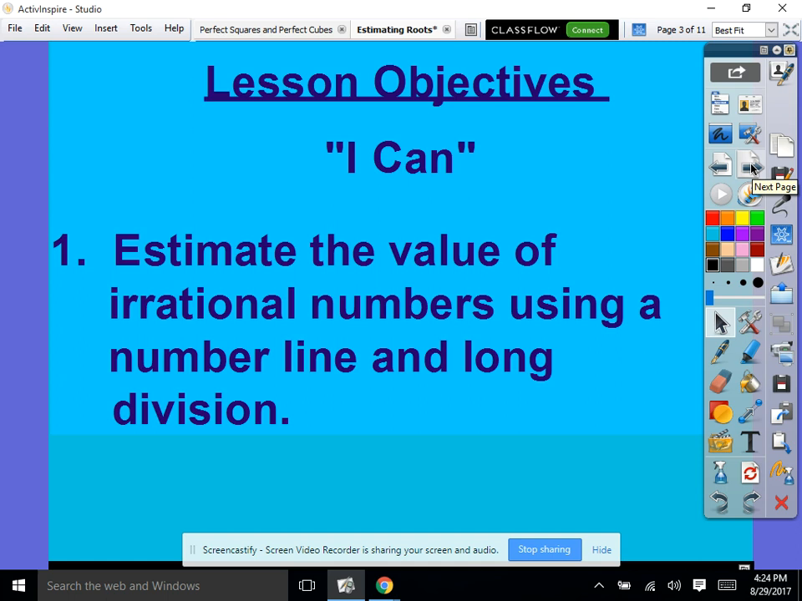Your lesson objectives today: I can, or I am learning to, estimate the value of irrational numbers using a number line and long division. So you'll need to stop the video and write that at the top of your notes.